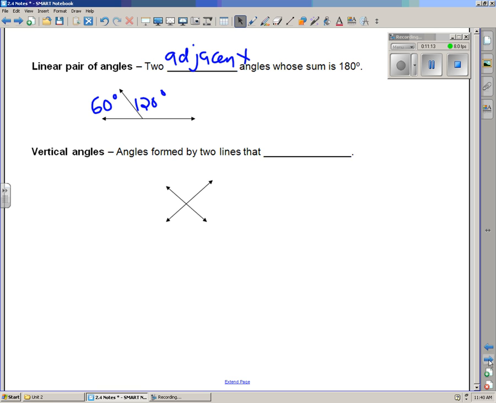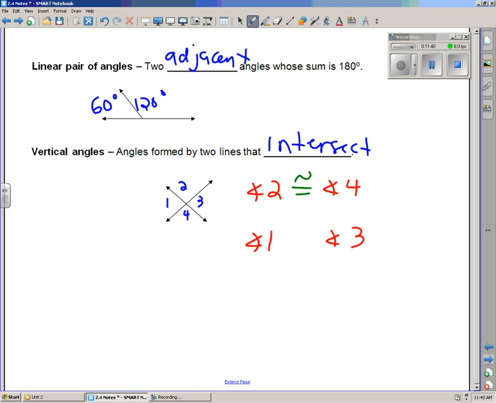And then vertical angles. These are angles that are formed by two lines that intersect. So what happens here, we've got these two lines intersecting to form these four angles. Vertical angles are angles that are opposite one another. So like angle 2 and angle 4 are vertical, and angle 1 and angle 3 are vertical. And what you need to know is vertical angles are always congruent. So 2 and 4 have to be the same measure, whatever that is. And then 1 and 3 have to be the same measure, whatever they are, because again, if they're vertical, they have to be congruent.